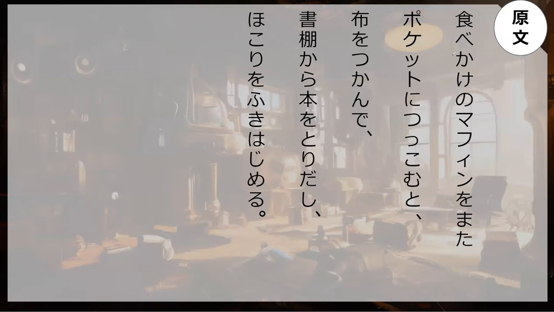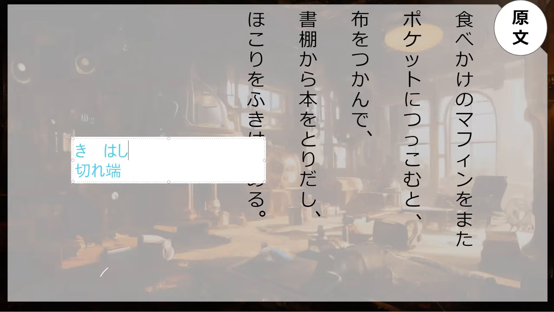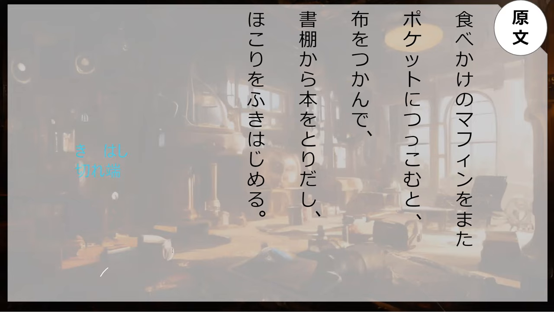Wait, what was the loose ends of pieces of paper? Is it kire? Yep. Kire hashi. Loose pieces of paper. This is leftover pieces of food. Tabekake. Yep. Tabekake no muffin o. The leftover muffins, but the pieces of muffin. Right. You might say half-eaten muffin might be how we say that in English.